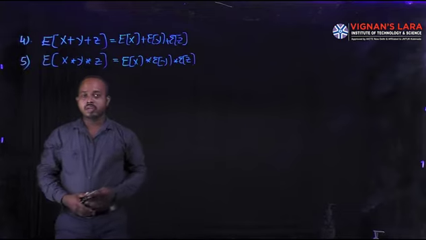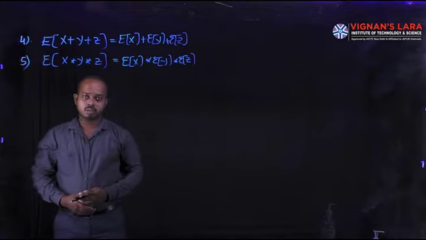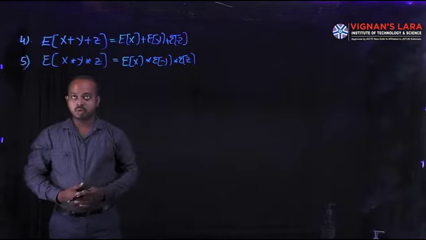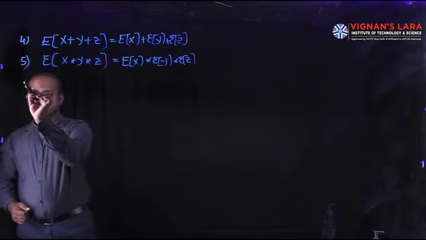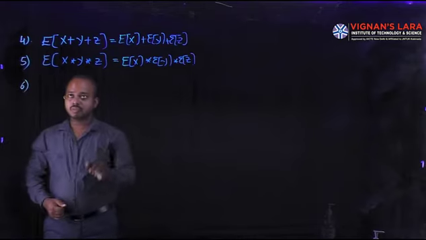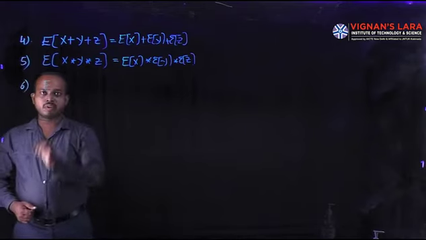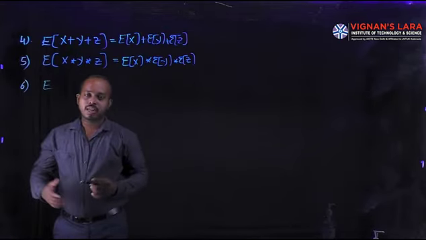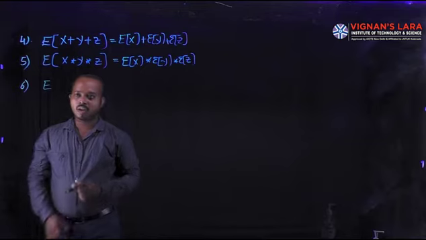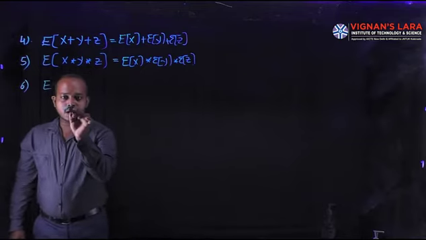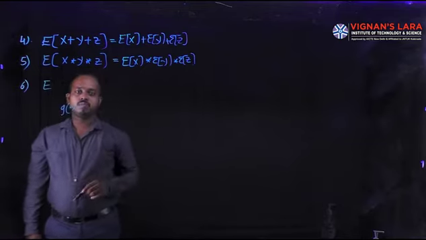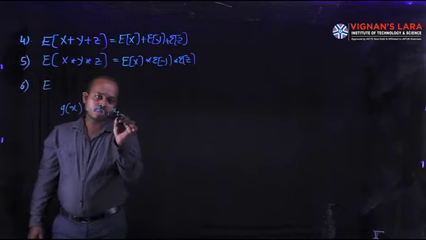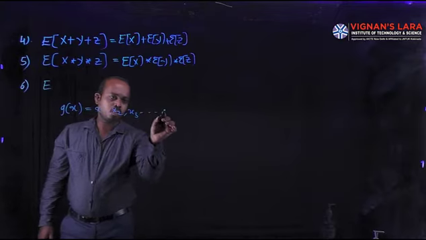Suppose we need to take a random function. You can consider two functions. Here the 6th property is, you can consider the random function. The random function has real values. Here I am considering the random function as g of x. g of x contains the real values x1, x2, x3 up to xn.